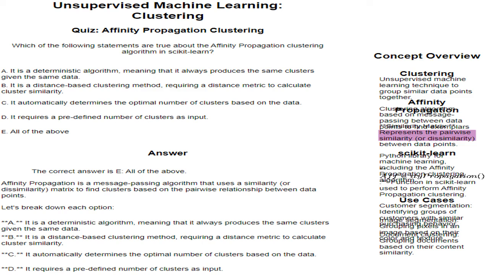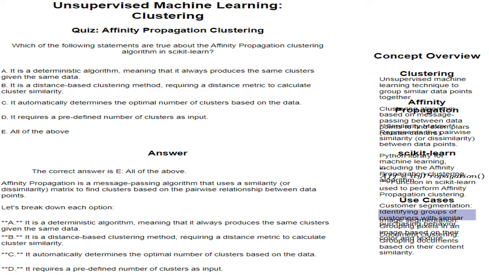Scikit-learn: a Python library for machine learning, including the affinity propagation clustering algorithm. In Python, using scikit-learn's affinity propagation function, you can apply affinity propagation to your dataset, which could be customer data, image pixels, or text documents.